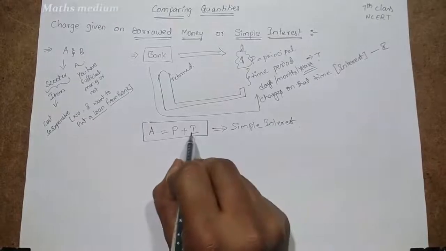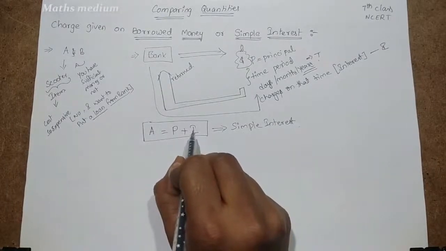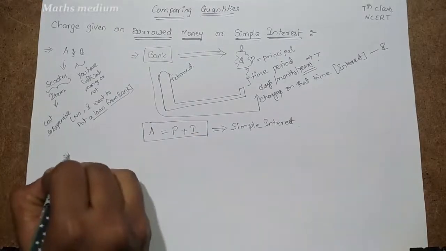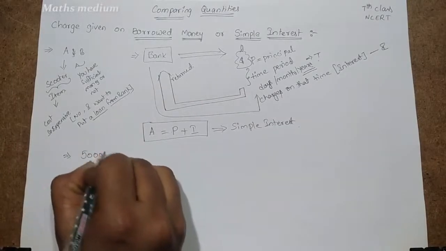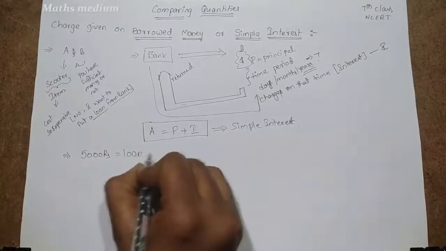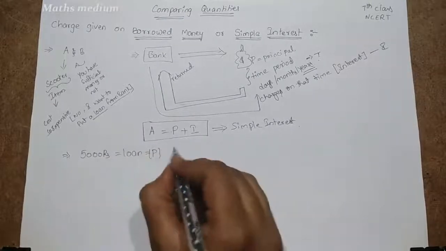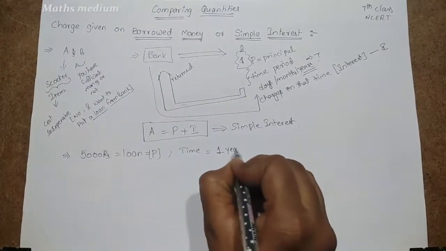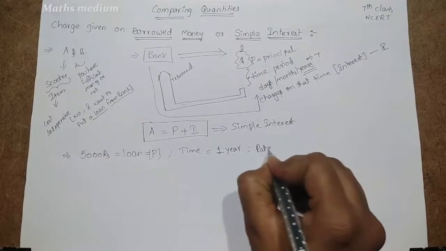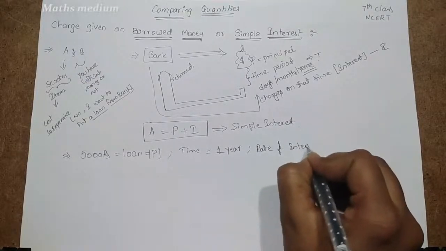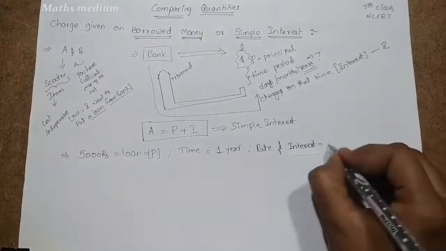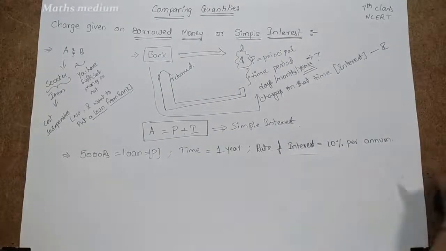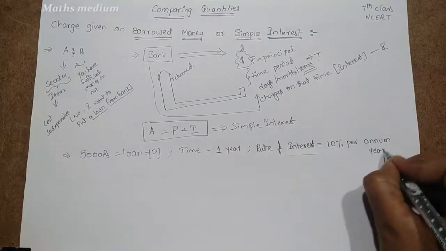Now, how are we going to find interest here? That is the main thing, to add to the principal. So, let's start with how to find interest. For example, 5,000 rupees is the loan, it is called P, the principal amount. And time is 1 year. Now, rate of interest means 10% per annum. Annum means year, that means per year also.